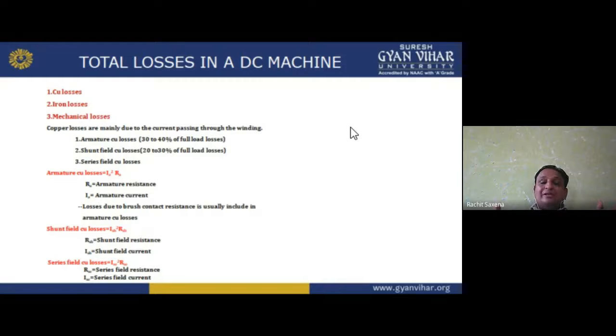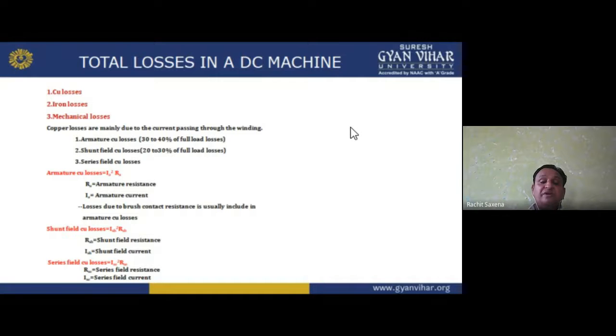So if I'm assuming 100% losses, the full load loss, then about 30 to 40% of it will be the full copper loss. So 30% of it we are giving as 10 or 12, so we are getting 30 to 40% of the full load.